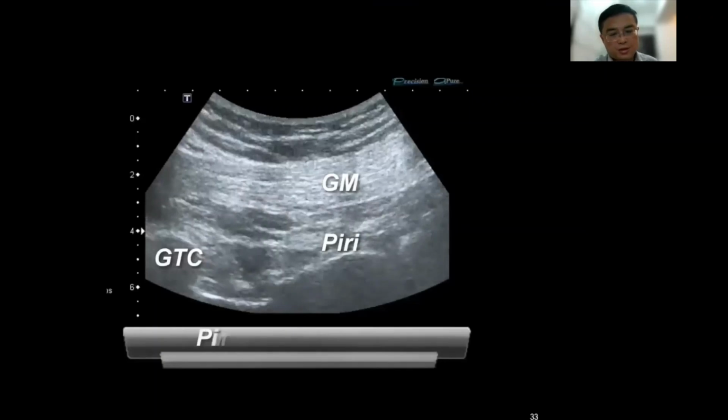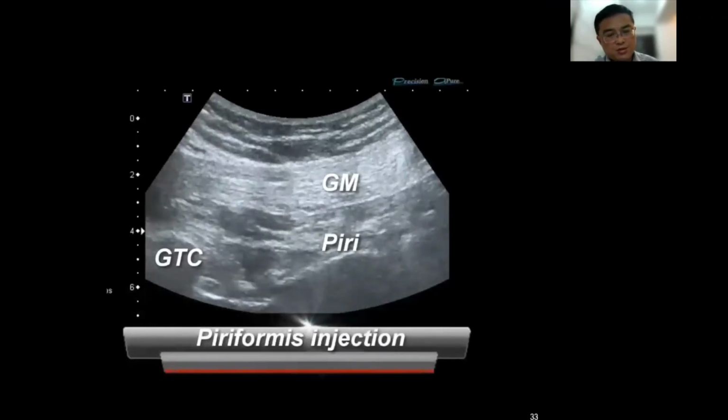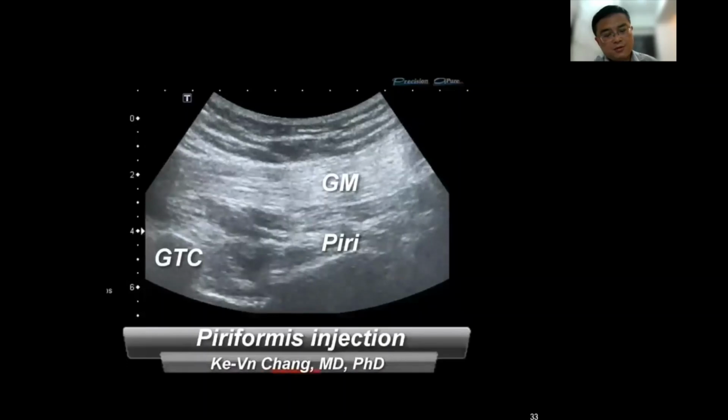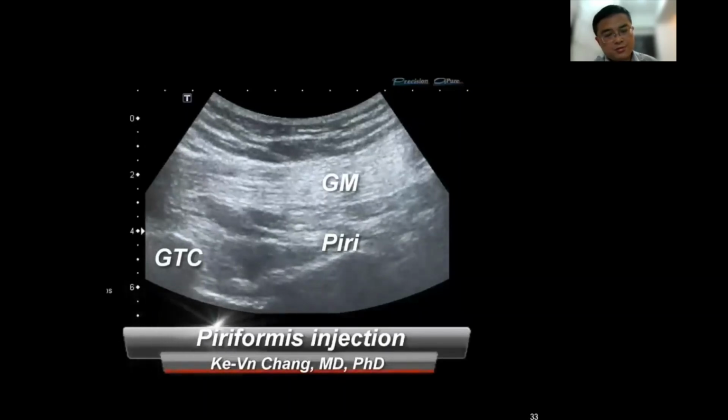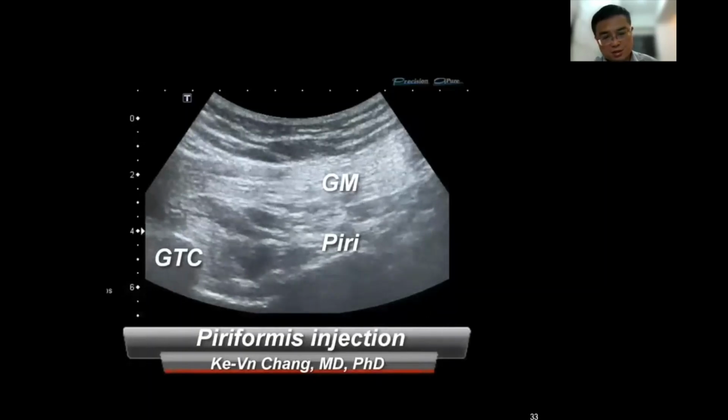So here, we can perform the ultrasound-guided piriformis injection. You can inject from medial to lateral, or lateral to medial. But be careful, you have to turn on the Doppler first to make sure where the inferior gluteal artery is.